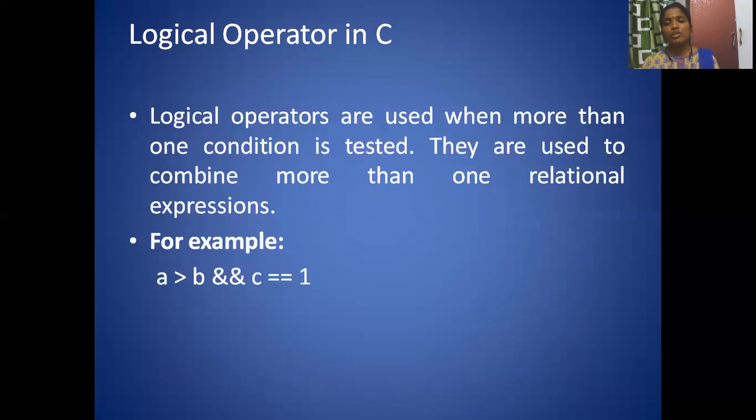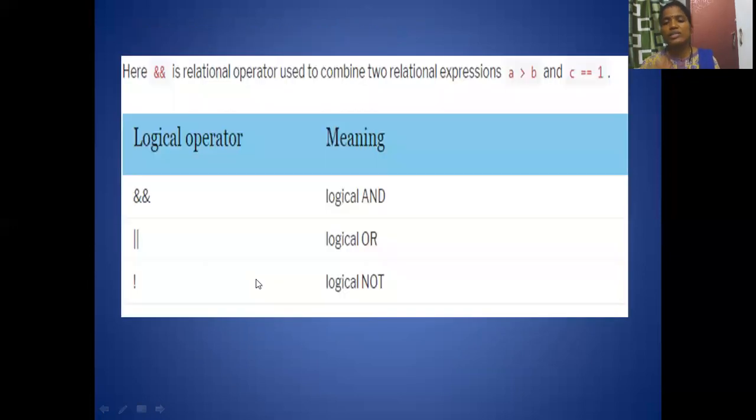Same thing we use here. We call these logical expressions. These also result in true or false. Logical operators are used when more than one condition is tested. See here, I have two conditions. Both are relational expressions: A is greater than B, which can be true or false, and C is equivalent to 1. If it is true and true, it results in true. If it is true and false, it results in false. False and true, false. False and false, false.